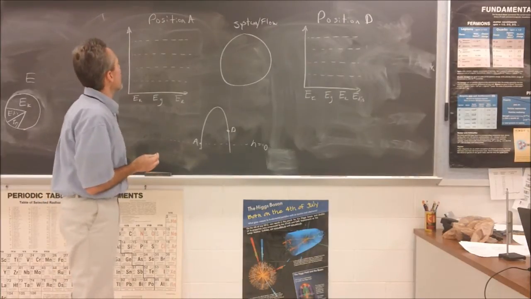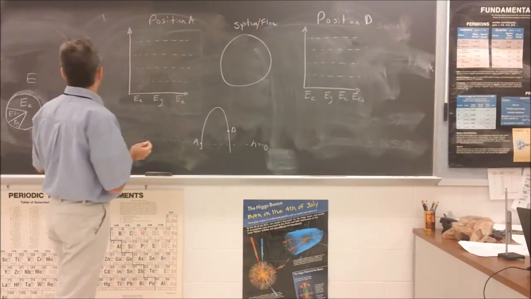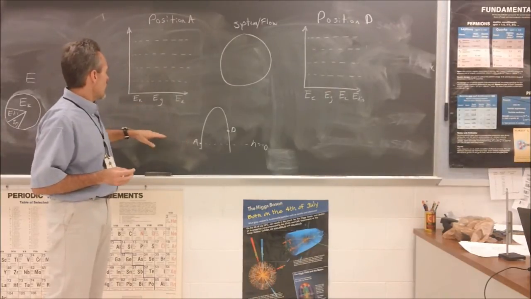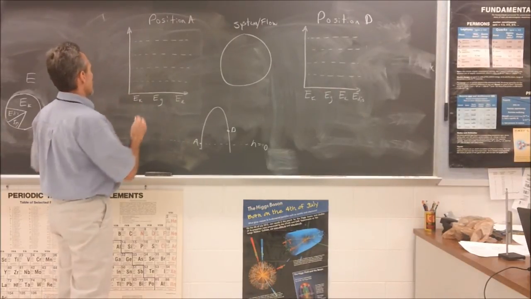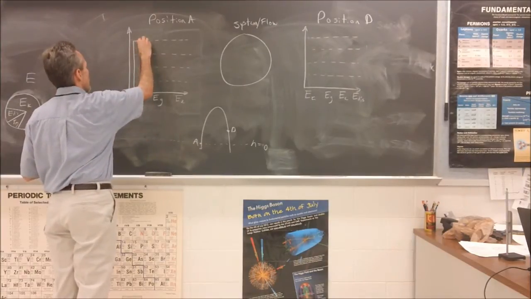So this is how an energy bar chart would look like. In this case, if I set my gravitational energy to be 0 at that height, I would only have a kinetic energy, and let's say I'm just going to make it 4 bars high.